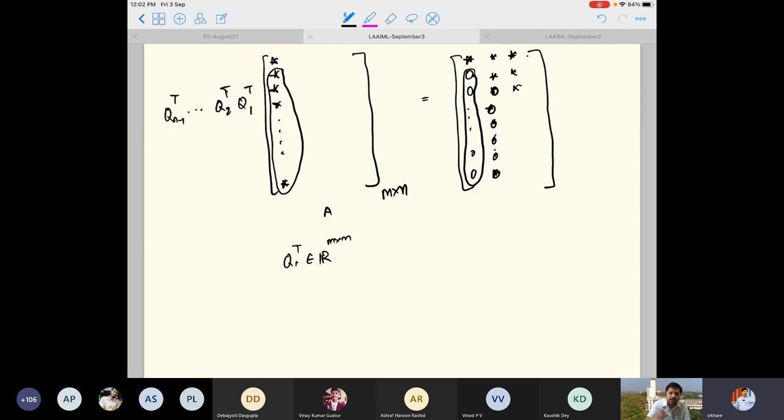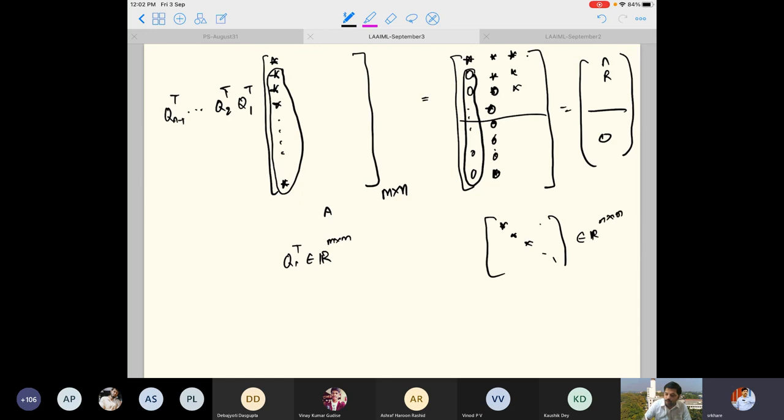How many orthogonal matrices will I require? Up to Q n minus 1 transpose, and I'll get a matrix which is R hat over 0. And how does R hat look like? R hat is an n by n upper triangular matrix. So if you want, you can put n here to specify that. Now these are orthogonal matrices I can construct through the operations that we have just learned, either reflectors or rotators. This implies that, calling the product Q transpose, Q transpose A is equal to R, which is nothing but R hat over 0.